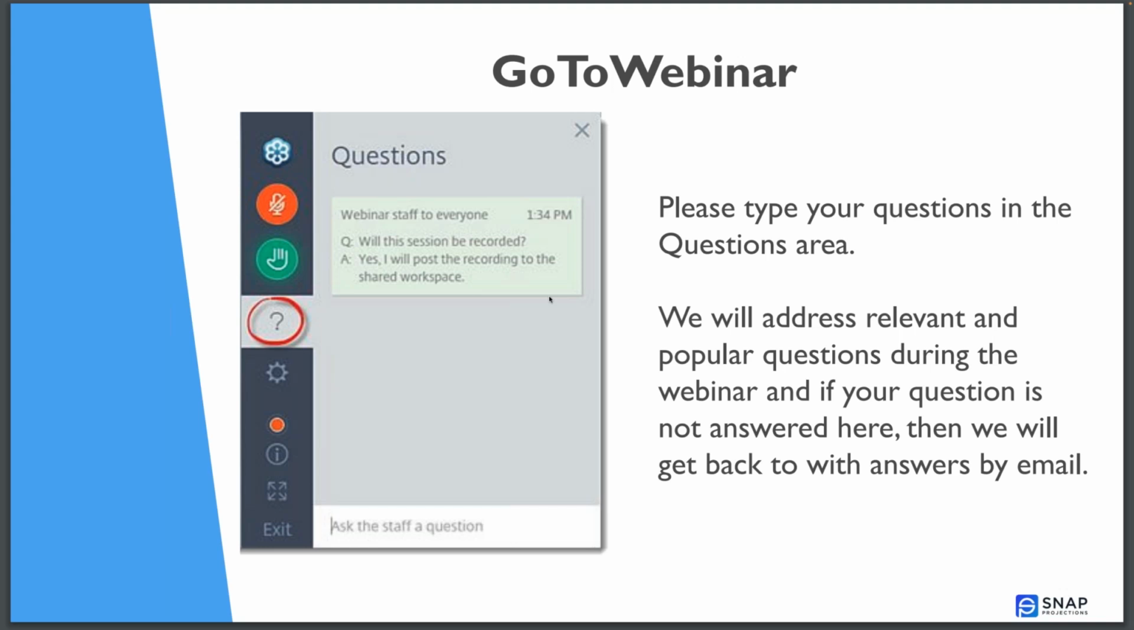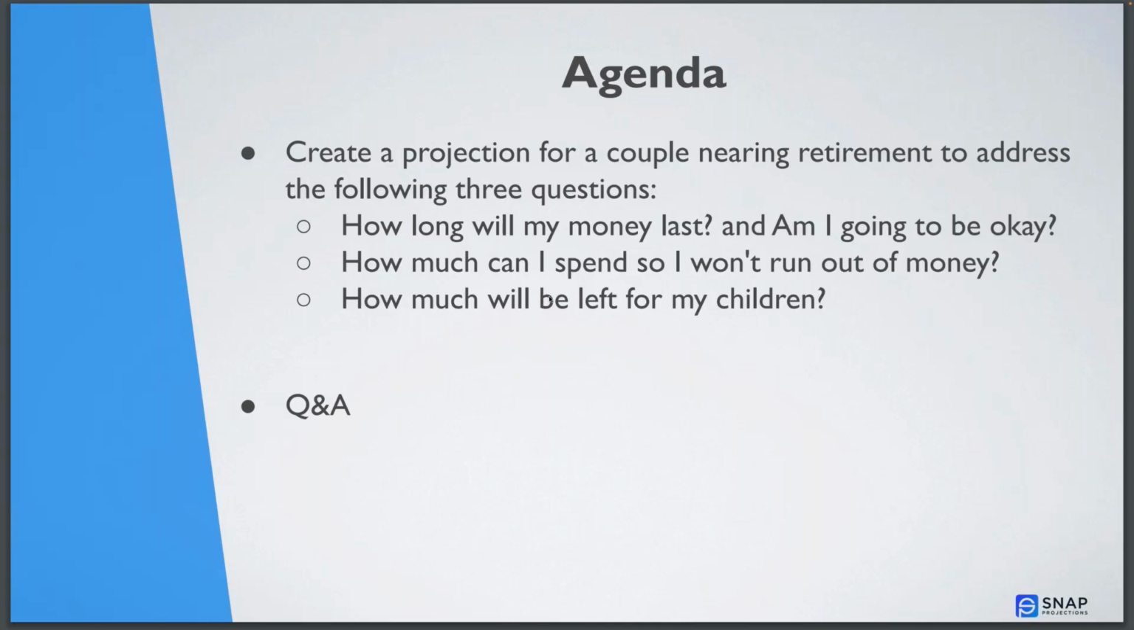I'll also be going through a pre-developed plan in order to create a projection for a couple who is nearing retirement. And we're going to address three of the most common questions that clients may come to you with. The first one is, how long will my money last? Or in other words, am I going to be okay? The second is, how much can I spend so I won't run out of money? And the third is, how much will be left for my children or other beneficiaries?